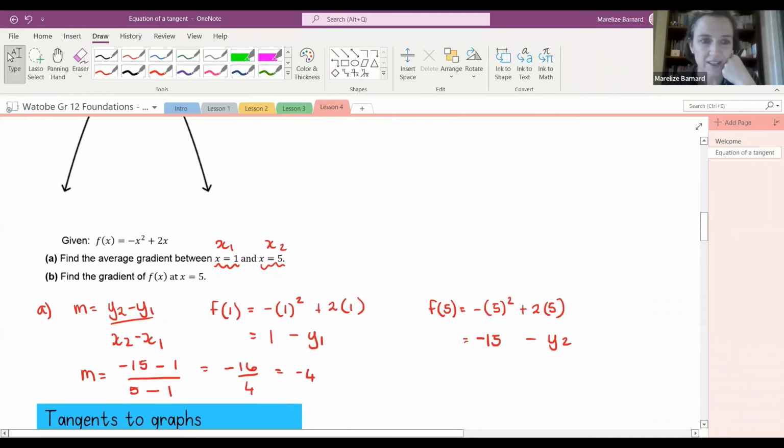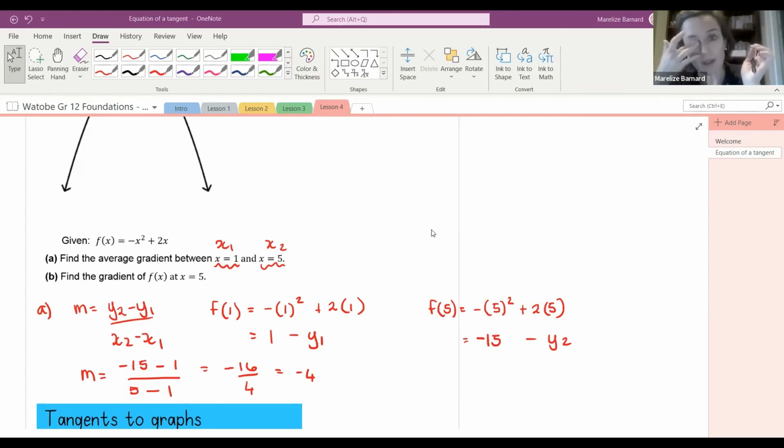Well done. Okay, so now there's the question of finding the gradient. What we've just done, be sure you understand, is average gradient. We worked out the gradient between 2 points using our good old y2 minus y1 over x2 minus x1. Now the next question was: find the gradient of f of x at x equal to 5. So this is asking for the gradient at a particular point. And for that, we need to derive and substitute in.